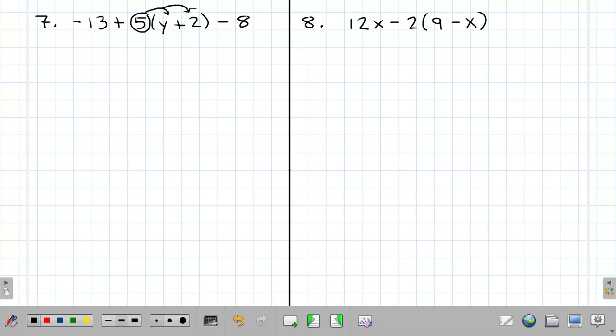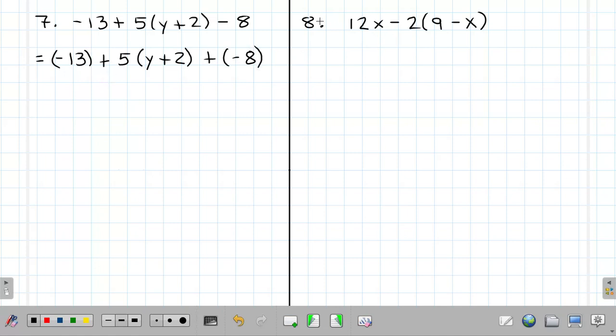Now, one thing I do have to say, so let me restart this one back over, is what I would do in this case, if we've got the parentheses somewhere other than the front, I would go ahead and write this as a sum. So in this case, negative 13 plus 5 times y plus 2. And then I'm going to go ahead and call this plus negative 8. So that way I can clearly see what I'm going to be distributing.